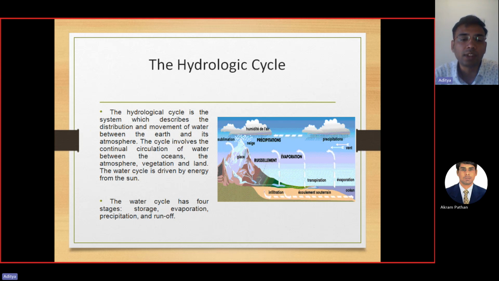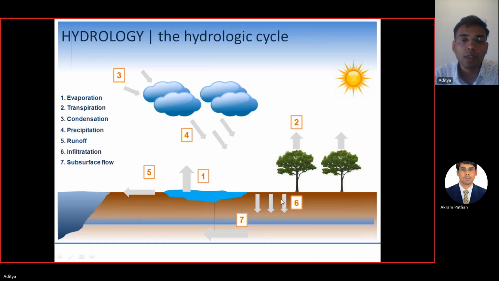The water cycle has four stages: first storage, then evaporation, then precipitation, and runoff. Now let's see what things are involved in the overall hydrological process. The sun is the main source driving the cycle, due to which water gets evaporated from the source and reaches the atmosphere. Some water also evaporates from plants, which is transpiration. Once it collects in the atmosphere, it condenses and falls onto the ground in the form of precipitation.